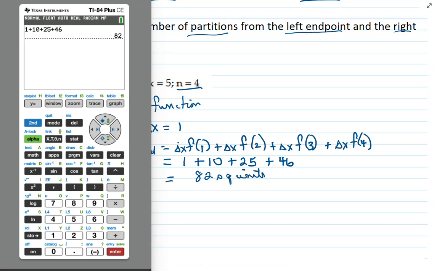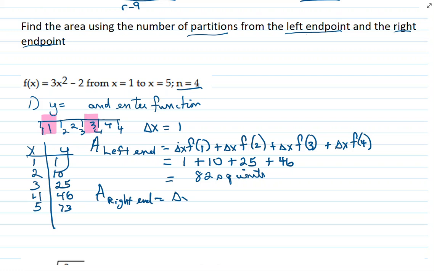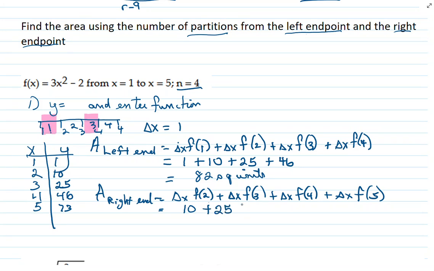Now we're going to do right end, which means that we don't include f of 1. We start with f of 2. So it's delta x f of 2 plus delta x f of 3 plus delta x f of 4 and delta x f of 5. Okay. So we know delta x is still 1, but here we're going to have 10 plus the 25 plus the 46 plus the 73. And we're going to do our calculator.